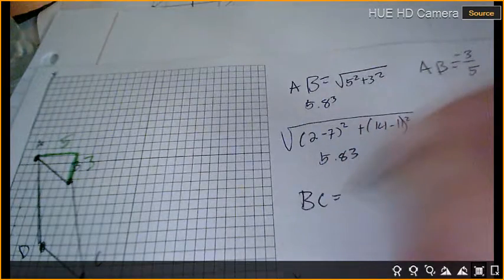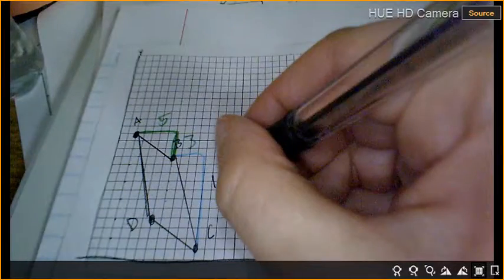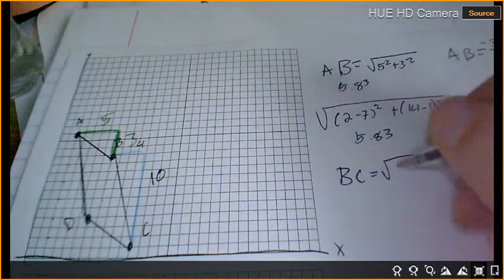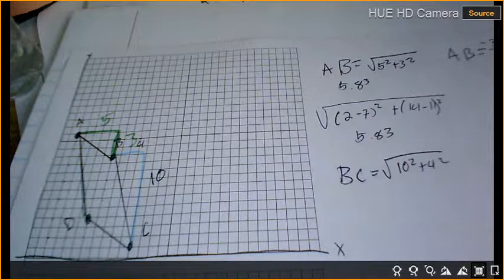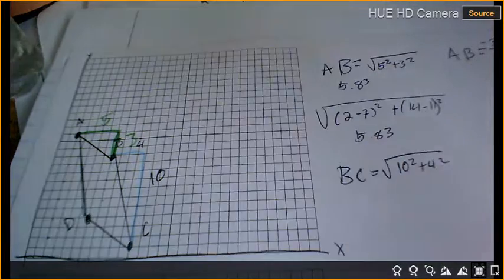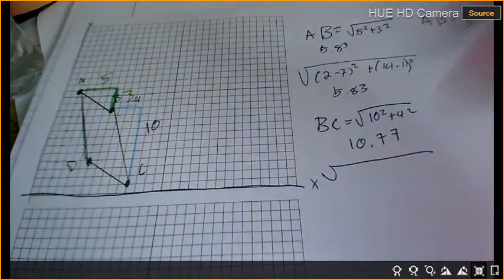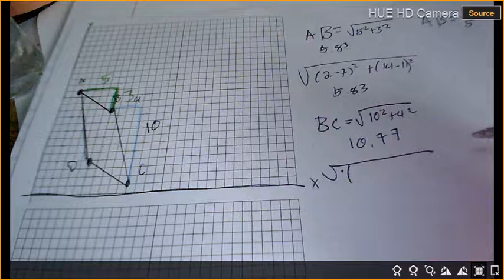Okay? And then B to C. B to C is right here. Okay? I know it's down 10 over 4. So B to C should be 10 squared plus 4 squared, which gives me 10.7. Or it is the square root of, yes, that's fine, 10.8. I would give you full credit for that.